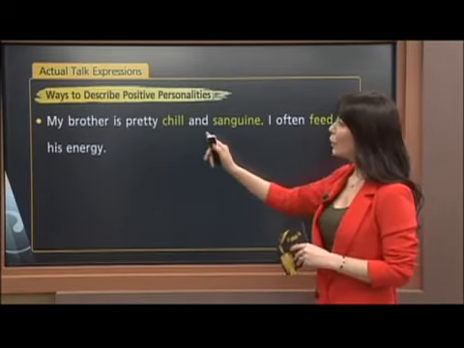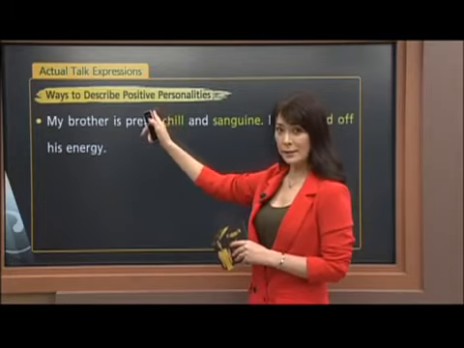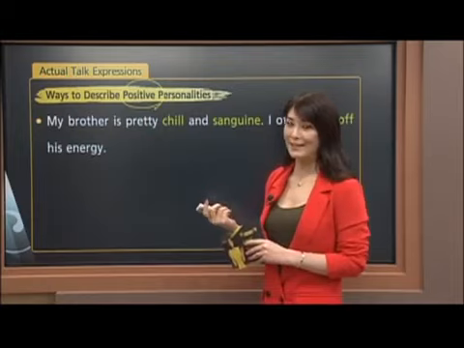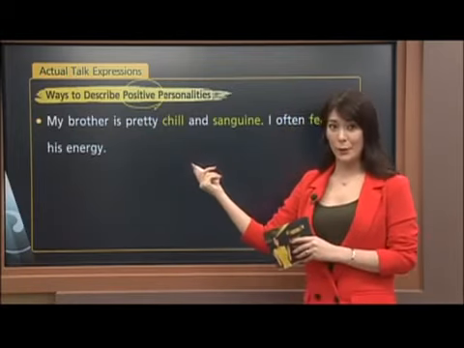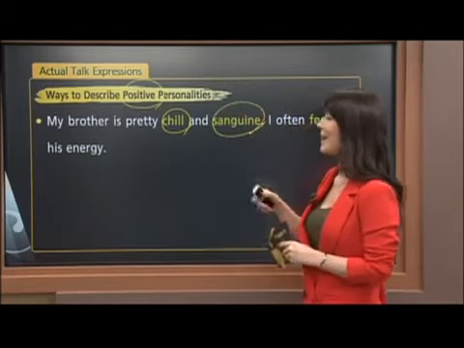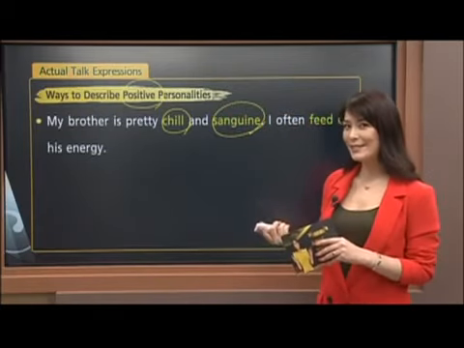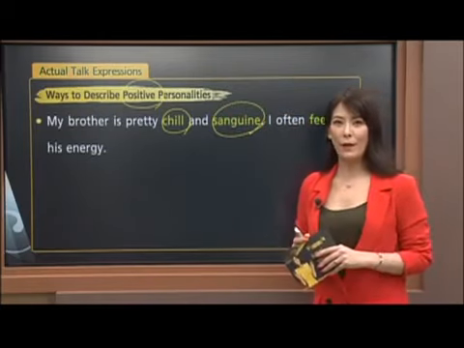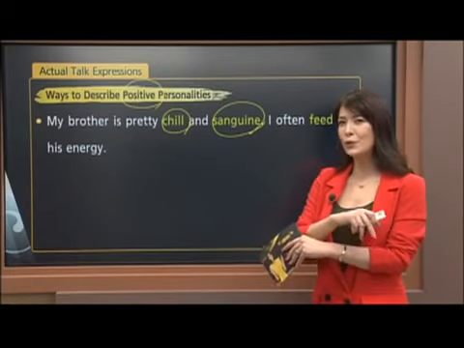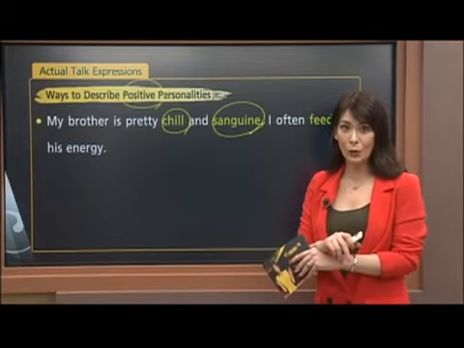So, now here are ways to describe positive personalities. All right, we're talking about positive personalities. You can say, my brother, for example, is pretty chill and sanguine. Now, what are these words? Chill, do you know? Now, when you talk about the weather and you say, ooh, it's chilly today, it means that it's kind of cool. It's a bit cold, right?